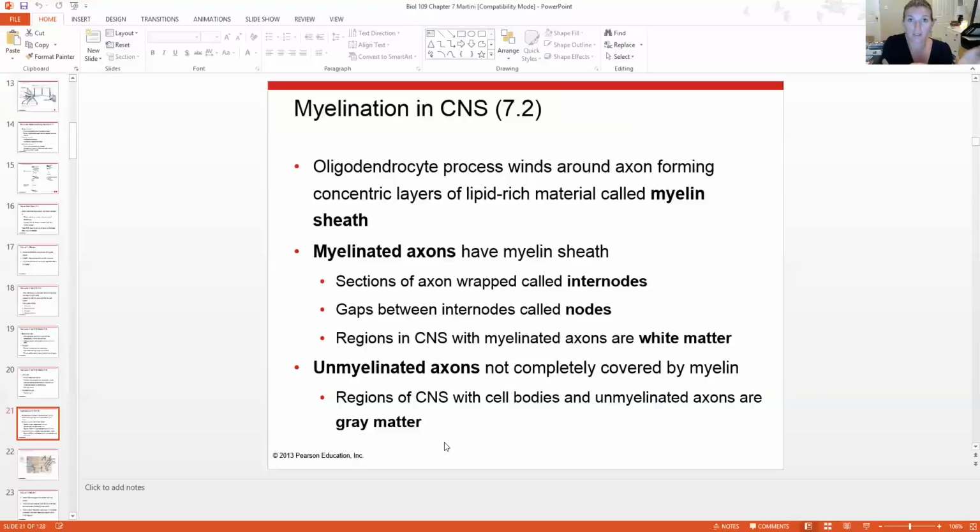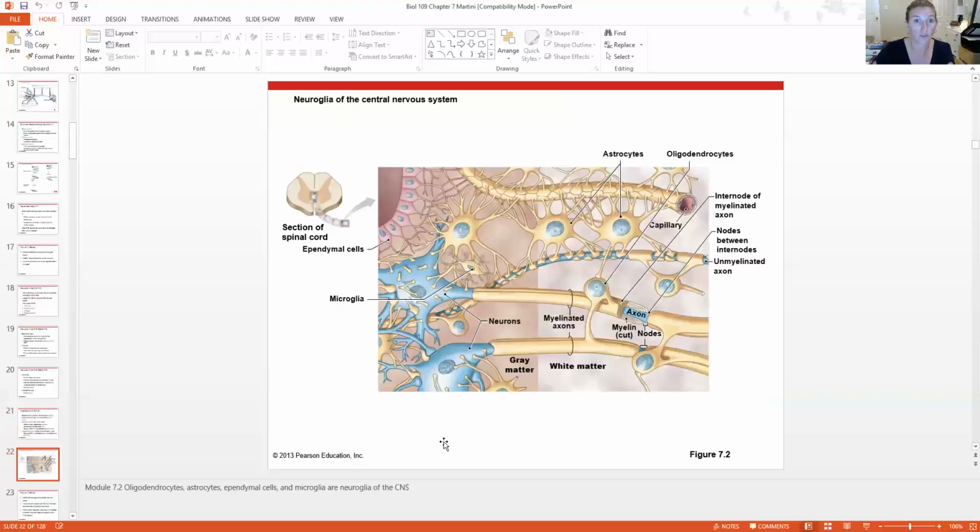The cell bodies are not covered in myelin. The dendrites are not covered in myelin, so they appear gray. The axons typically will appear white. So we have white matter and gray matter in our central nervous system. And here you see what I mean. Looking at a cross-section of the spinal cord, you can see exactly what I mean. You have this white matter and then the inner gray matter.